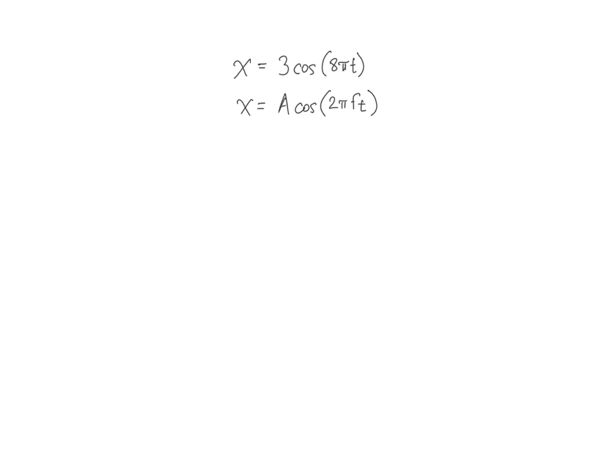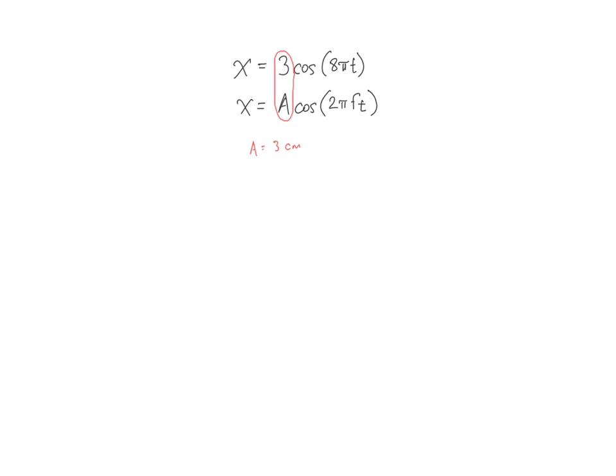So in part A, the first thing you want to find is the amplitude, and just by looking at these equations, we can see that the amplitude is just whatever comes in front of the cosine. So the amplitude is 3, and it tells you in the problem that x is measured in centimeters, so this is an amplitude of 3 centimeters.